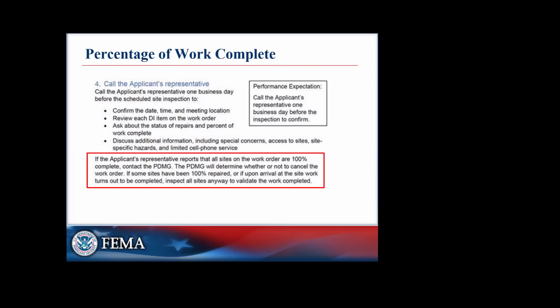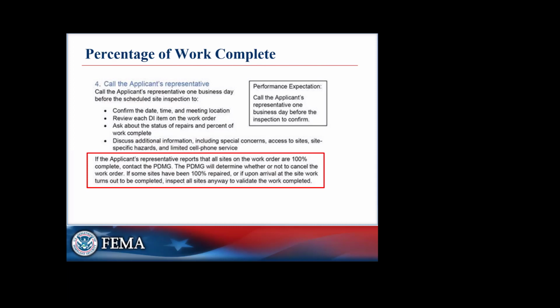because this is the site inspector's opportunity to review and discuss the work order and the damages to be inspected directly with the applicant. If all work listed on the work order is 100% complete, the site inspector should contact your program delivery manager to determine whether that work order should be canceled or not. Keep in mind that this is if all the damages to be inspected are deemed 100% complete. If there is 1 out of 3 damages 100% complete, the site inspection should still take place.